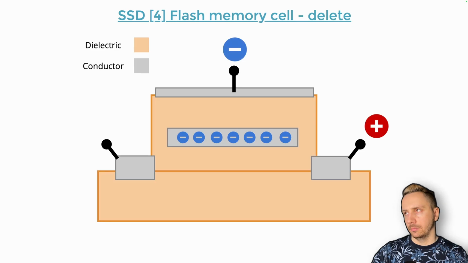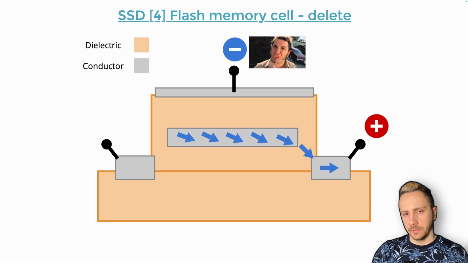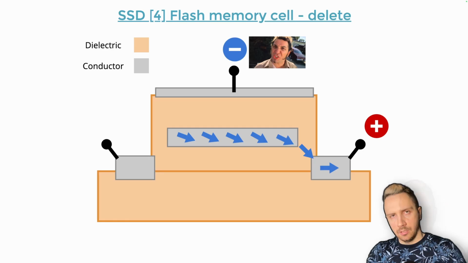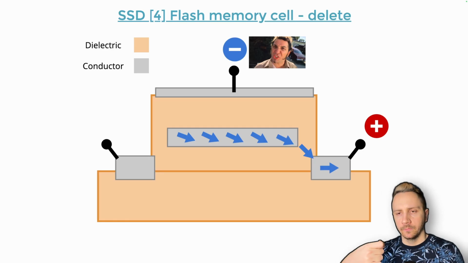We just apply on top negative. On the right, we apply positive to give them a hint where to go. And then the electrons will again, with quantum tunneling, teleport, jump over into the drain contact, and then they will leave. Now we found a way to put electrons inside and remove them from the inside.